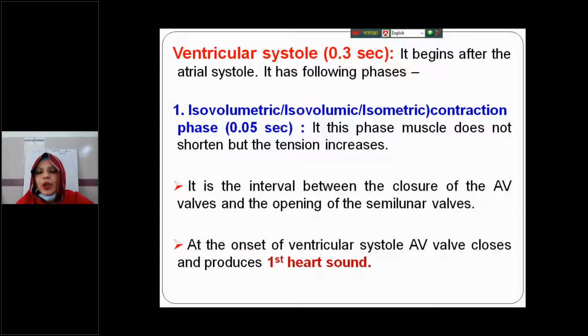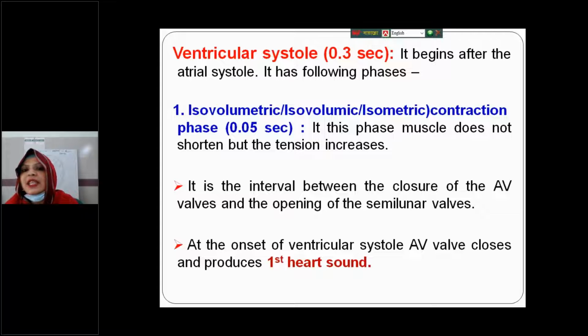Again, I am repeating: ventricular systole means contraction. Always remember that systole means contraction. Already I have described that during atrial systole, 20% ventricular filling occurs actively. During atrial diastole, 80% ventricular filling occurs passively. Now atrial systole and diastole finish. Now ventricular systole. The first phase of ventricular systole is the isometric contraction phase or isovolumetric contraction phase. Iso means same, metric means length.